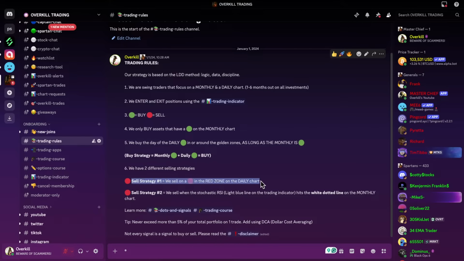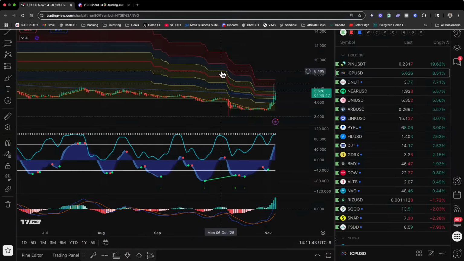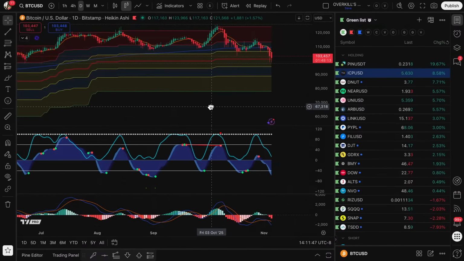Okay, so sell strategy number one is that we want to sell a red dot in the red zone on the daily chart. So let me go to the red zone here. Let's go to the daily. So the first, let me go back to Bitcoin just because I like to reference Bitcoin, it's a good chart to take a look at here.